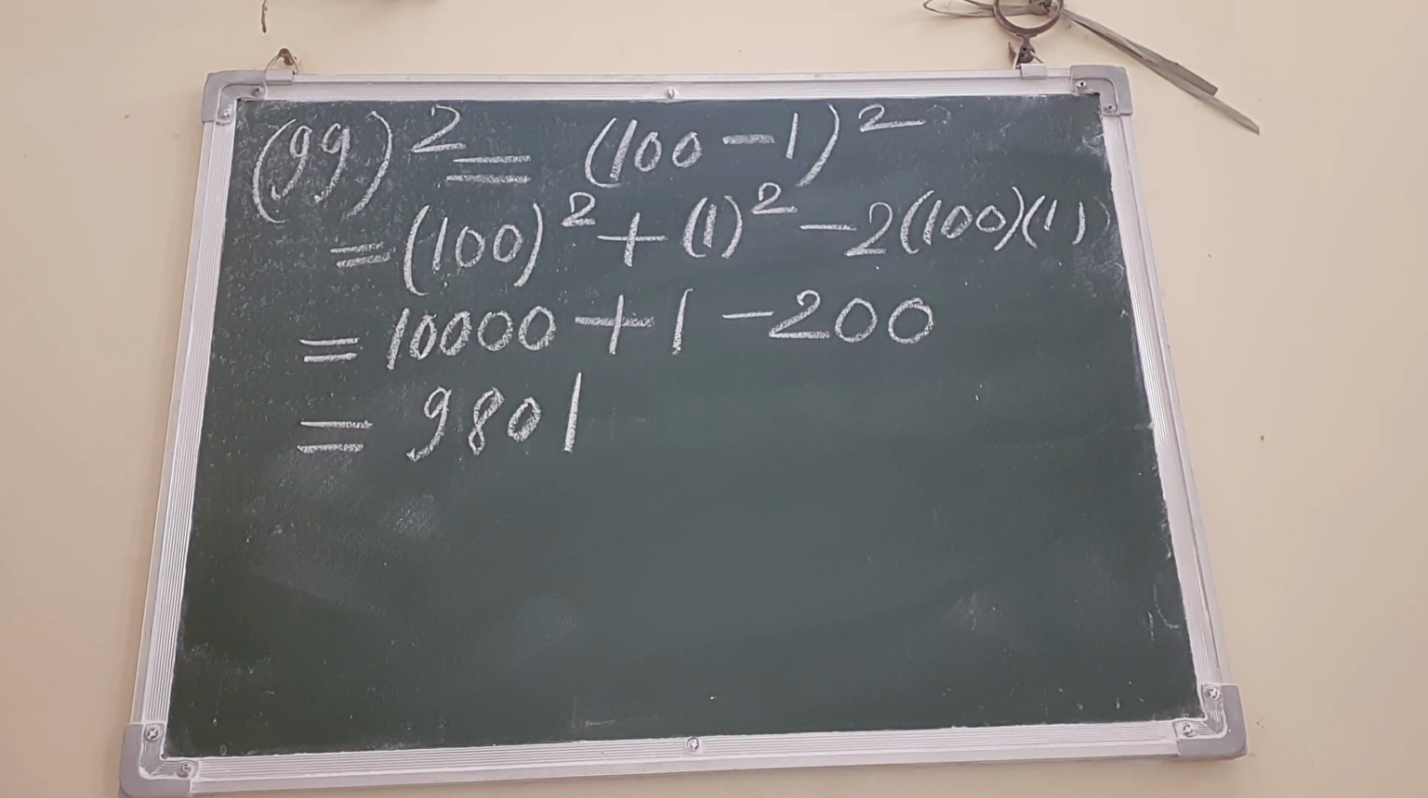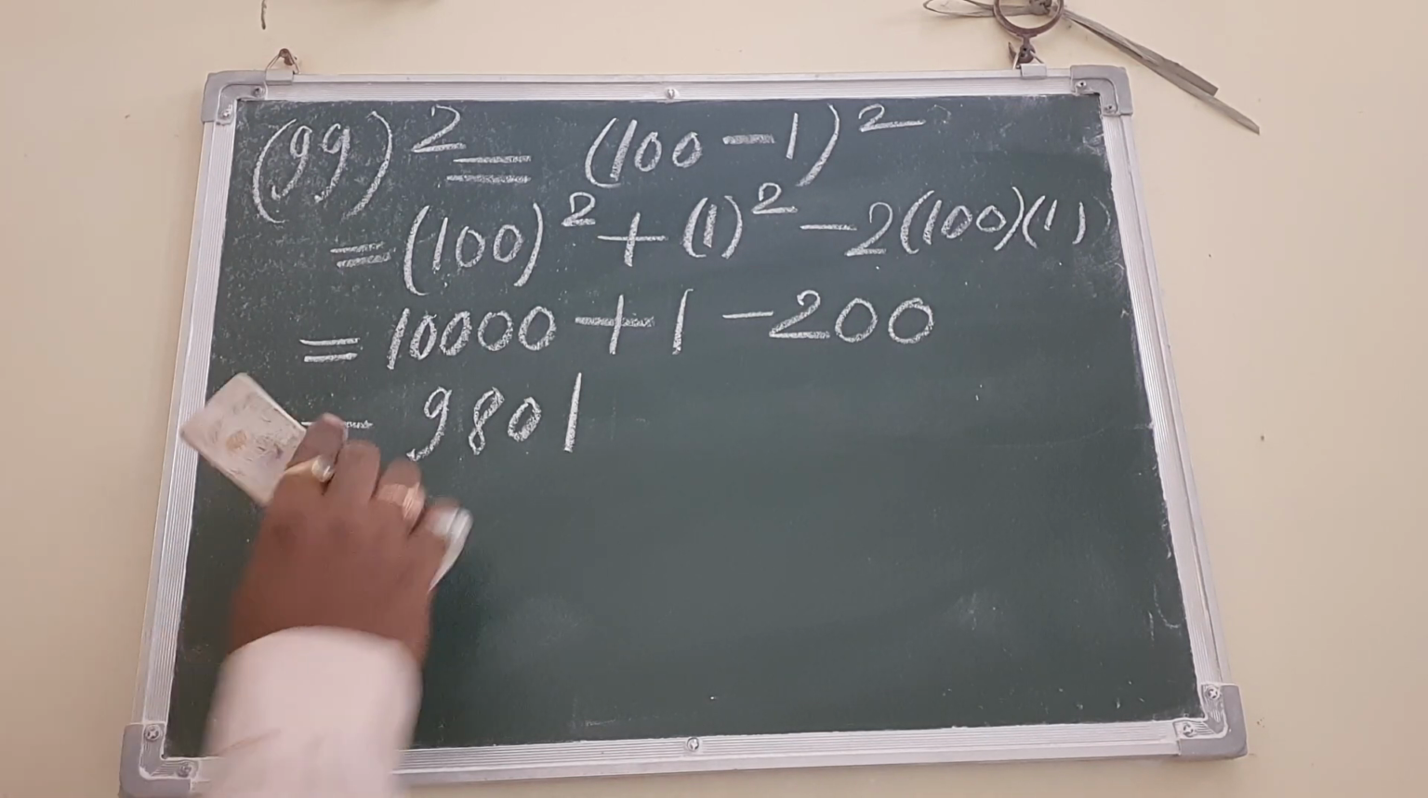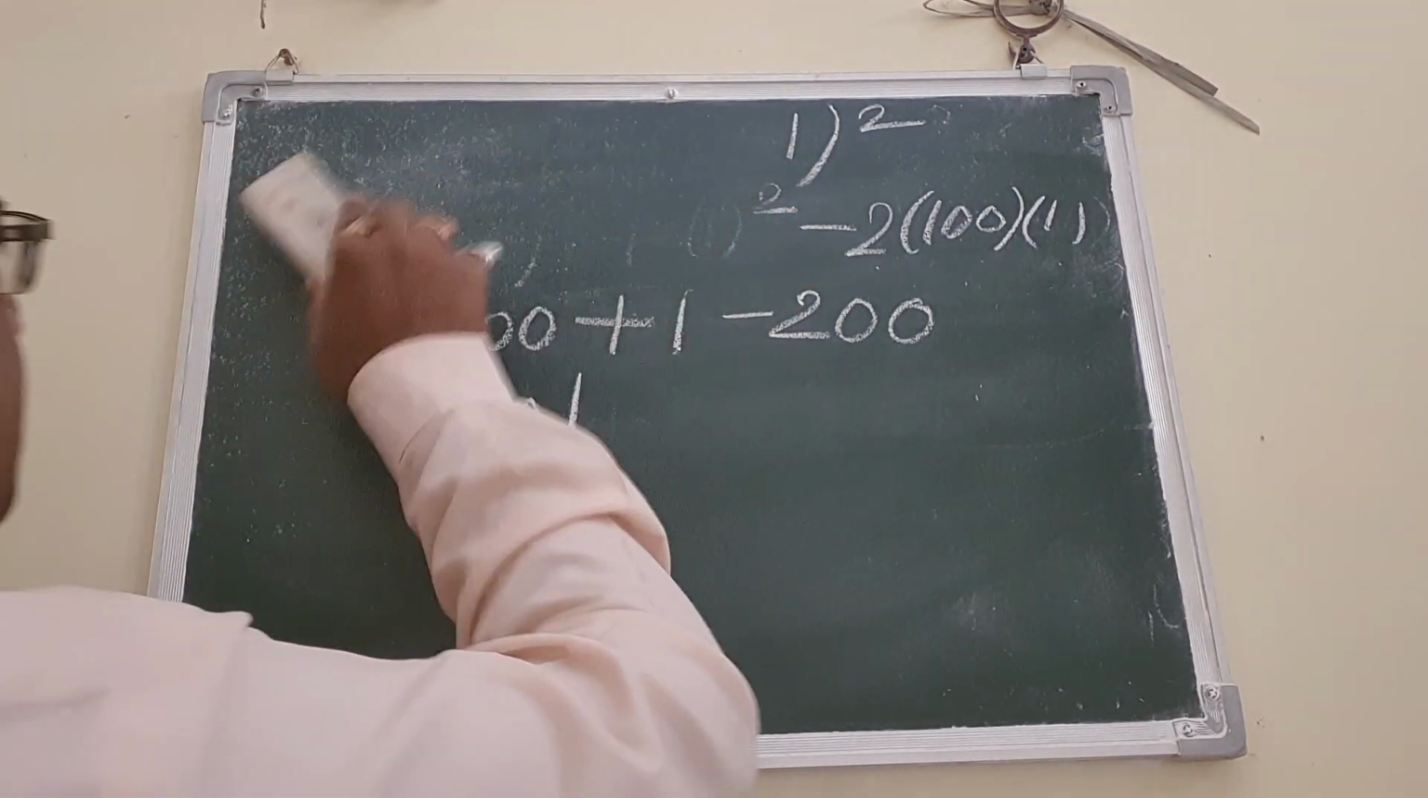So we are going to understand this question once more. 99 square, that is 100 minus 1 whole square. So it is 100 square plus 1 square minus 2 into 100 into 1. So it is 10000 plus 1 minus 200. So it is 9801. So I think you all might have understood this question. So we are proceeding to the next question.